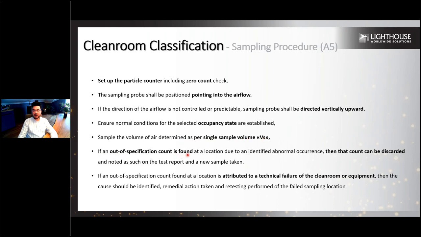And if any out of specification count is found at a location due to an identified abnormal occurrence, then that can be disregarded. But the important part here is identified abnormal occurrence. It is not just because we don't like the measurement. It's not just because we exceed the limit and we don't want to take this sample. There should be an identified abnormal occurrence. For example, you are in at rest condition, but somebody entered the room, so the room breaks the conditions, becomes operational, and your limits are going high. So you can disregard this measurement. Or your isokinetic probe fell down, so you get high counts because of this movement, or somebody touched the probe itself during operational testing. So you can disregard it. But if an out of specification count is found in a location attributed to a technical failure of the clean room or equipment, then the cause should be identified, remedial action taken, and retesting performed of the failed sampling location.